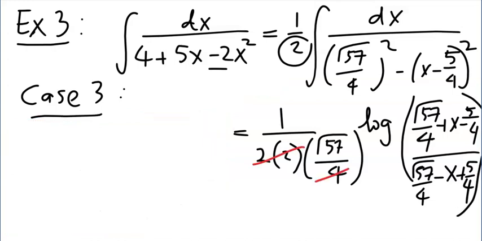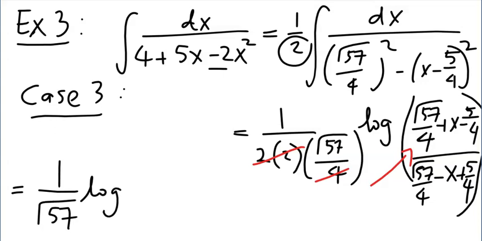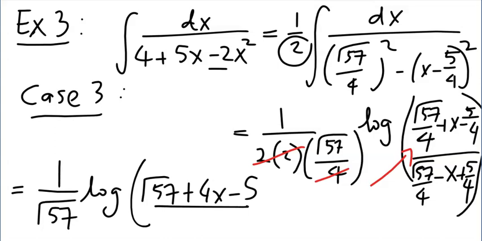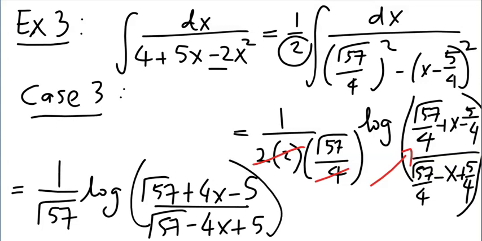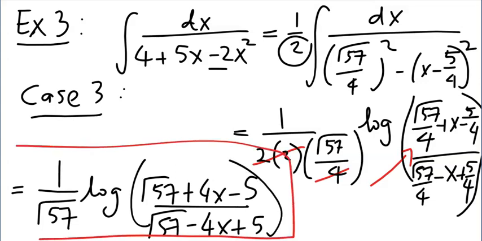So here the 4 will cancel, and the quantity in the bracket can be simplified further to give the following answer, which is the final answer for the integral. 1 over square root 57 natural log of square root 57 plus 4x minus 5 over square root 57 minus 4x plus 5. And this is the answer to this integral and solves the problem.